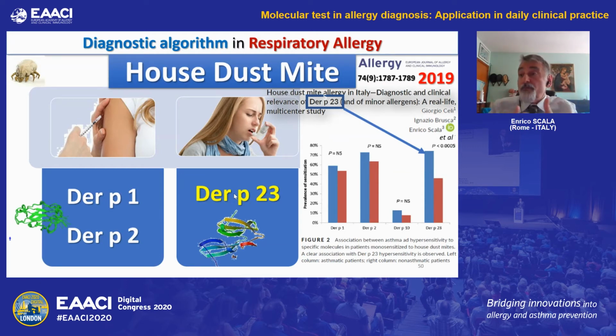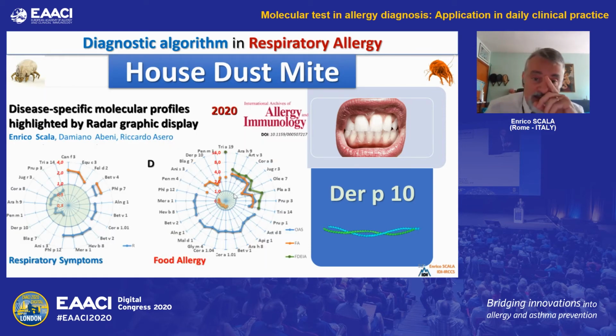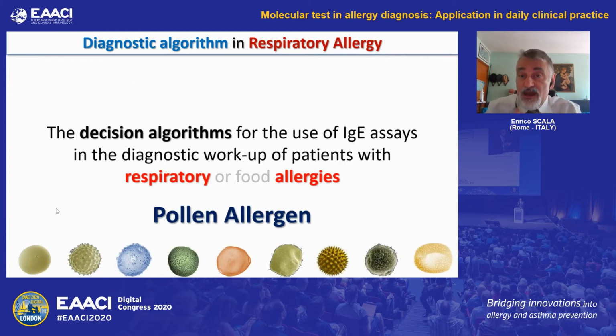Therefore, this is another important clue for clinicians. You have to check such reactivity in order to better follow your patient. And what about DRP10? As I've already told you, DRP10 is a tropomyosin, therefore it is associated with food allergy, but is a protective factor for the respiratory symptoms. Therefore, DRP10 identifies patients having food allergy and not a respiratory allergy.